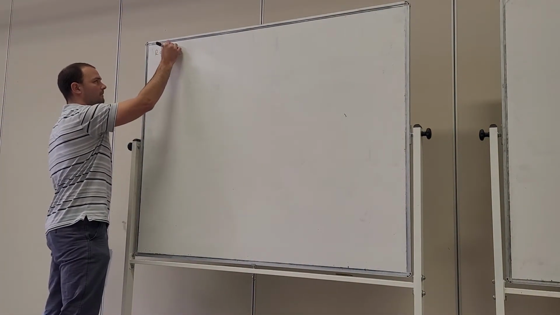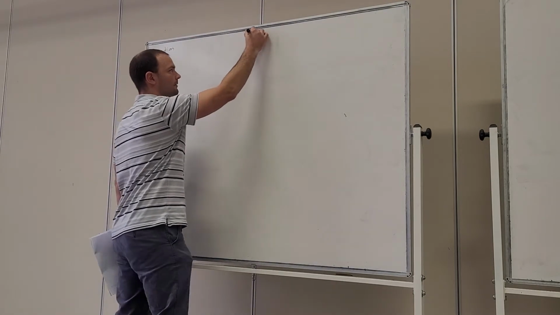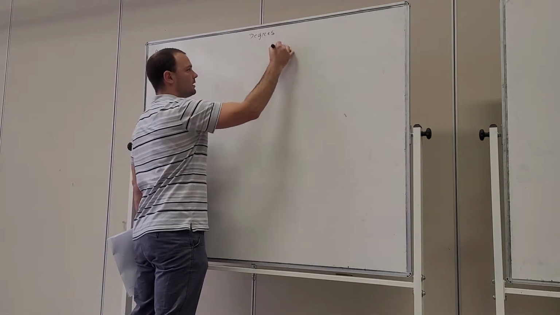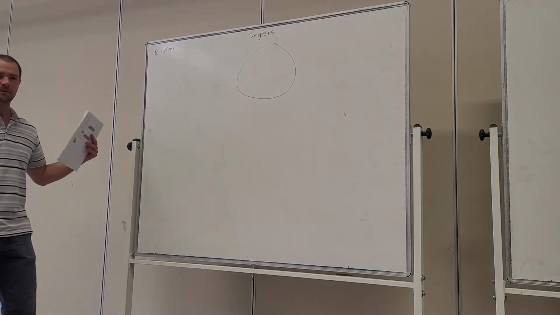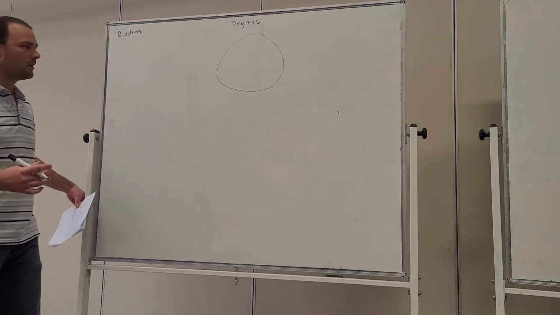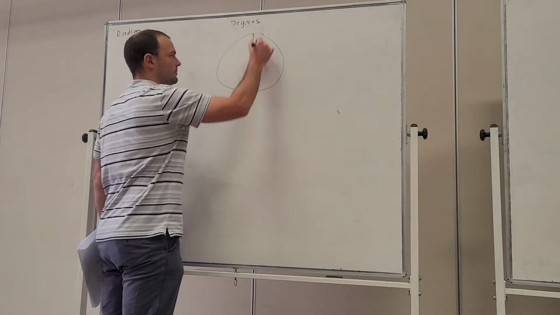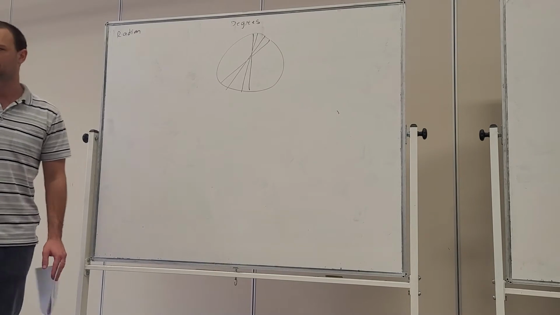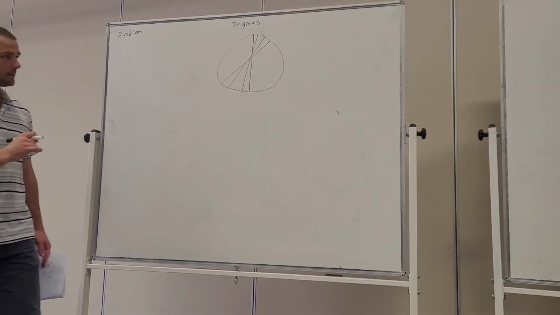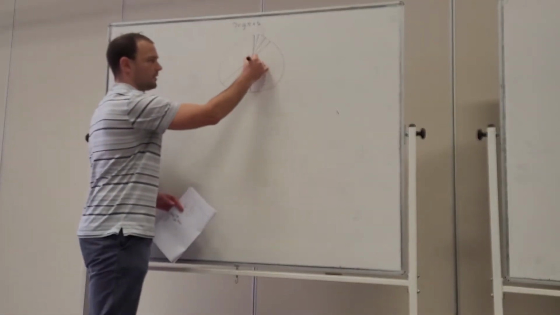Firstly, we've got radian measure and we've got degrees. The way I like to describe degrees is like a pizza. You've got a circle and we cut it into 360 pieces, where each degree is just one piece of the pizza. Not a great drawing, but I think you guys get the idea.